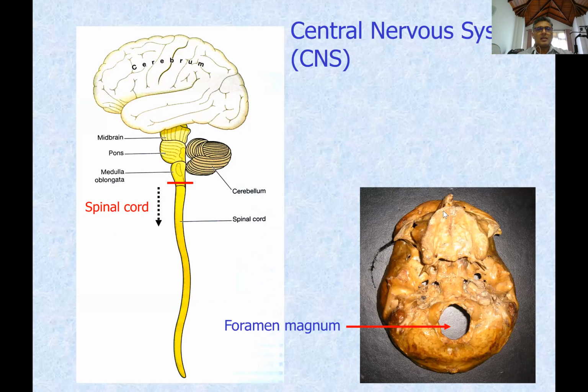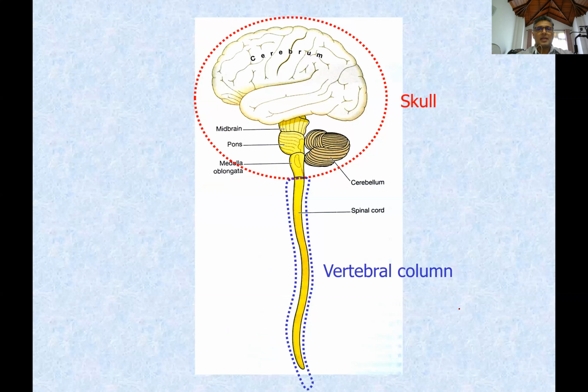Then the brain is inside the cranial cavity. Now, if I draw it, the cranial cavity would be like this. So the brain is inside the cranial cavity, and the brain stem ends roughly at the level of the foramen magnum here, where the spinal cord starts. And the spinal cord is inside the vertebral canal of the vertebral column. So this is how it is. So you have the brain inside the cranial cavity and the spinal cord inside the vertebral canal.